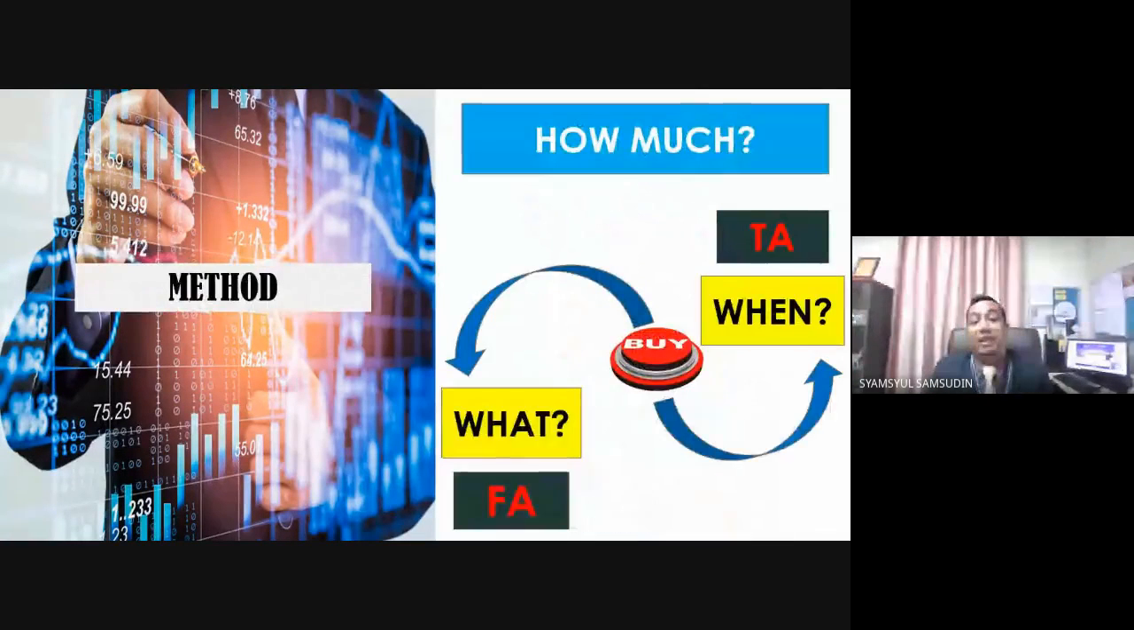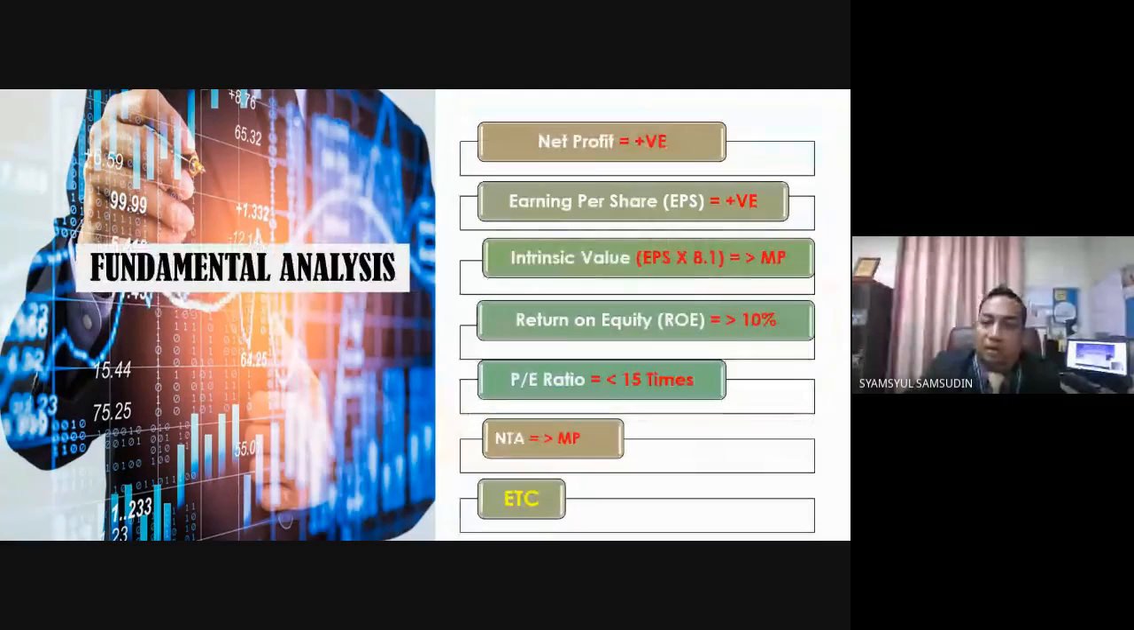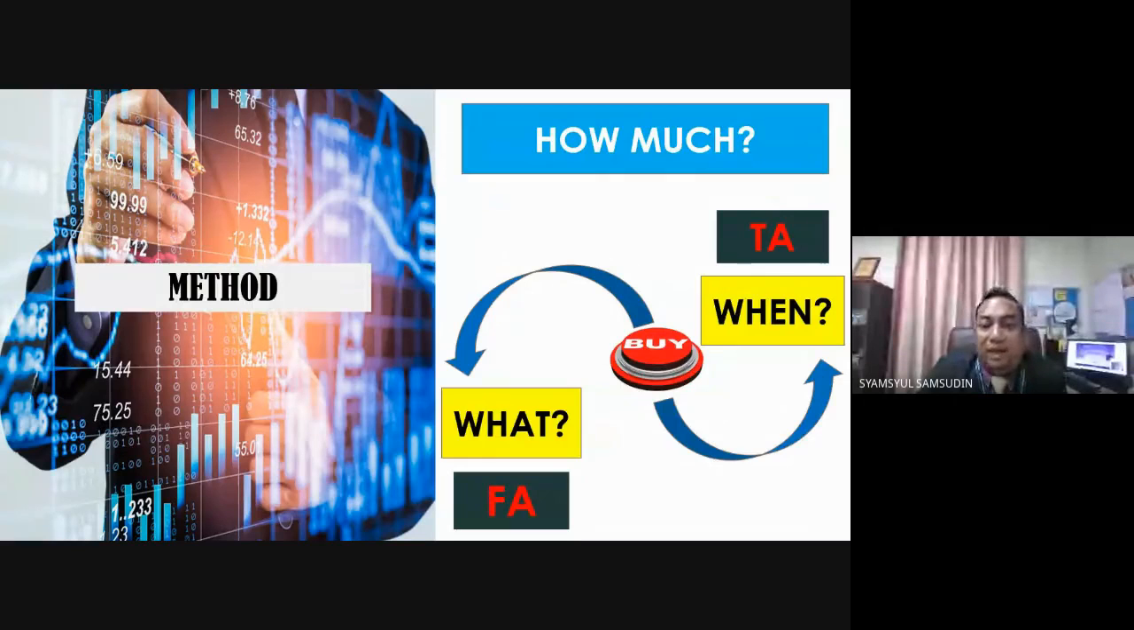Okay, the method. When you want to buy the stocks or the shares, the first one I want to show you is regarding what, when, and how. So what is regarding the fundamental analysis. When is regarding the technical analysis. So we should combine the fundamental and technical together when you want to buy the stock or the shares. What is regarding the fundamental analysis, when is regarding the technical analysis, and how much capital you want to involve in buying the shares.